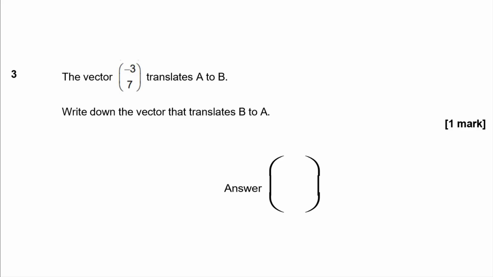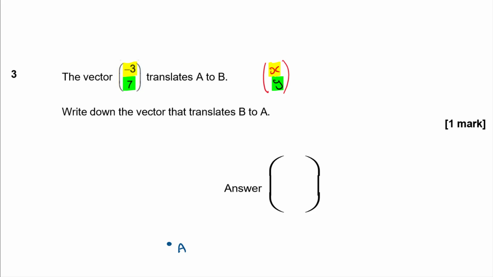Question 3. The vector -3, 7 translates A to B. Write down the vector that translates B back to A again. Okay. Column vectors usually have the form x over y like that. So this value here means -3 units in the direction of x, and this value here means 7 units in the direction of y. So let's say I make a note of the point A, it's here.